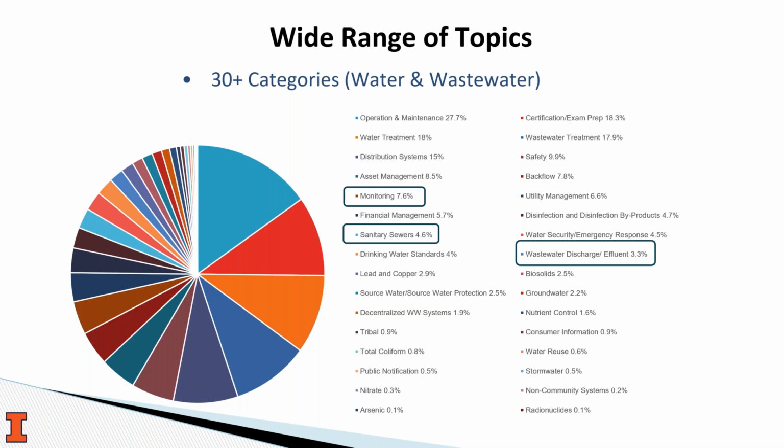There's also sanitary sewer and wastewater discharge effluent. Those two categories can be helpful, especially if you're looking for resources related to sampling at that specific point or part of a wastewater treatment system. So there's different ways to use these categories, but again, I just want to highlight what they are. These are the categories we use on the training side, but the resource library also uses similar categories, which I highlight later.